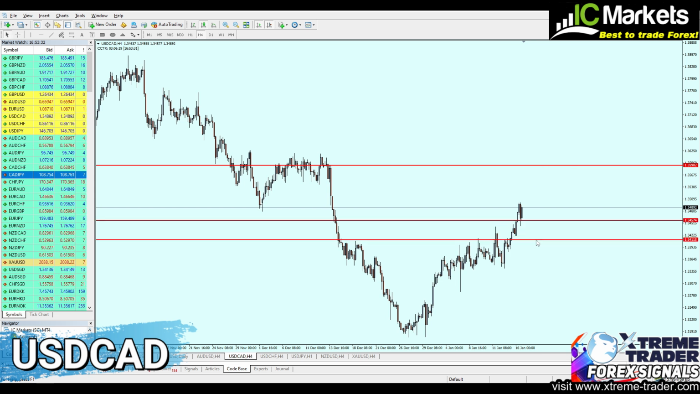A safe zone that shouldn't also be ranging lower than the previous level of a resistance right here at 1.34097, ranging for about 48 pips only. Moving now to the USD CHF.